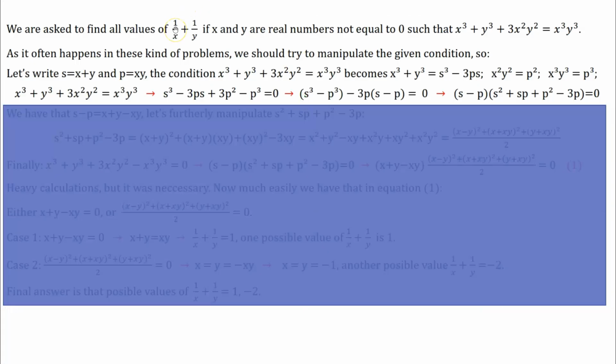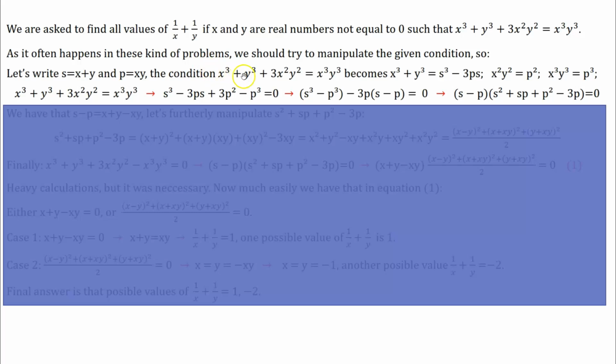Now, we rewrite the request of the problem, so we are asked to find all the values of 1 divided by x plus 1 divided by y if x and y are real numbers not equal to 0 such that they fulfill this condition. So, as it often happens in this kind of problems, we should try to manipulate the given condition. So, in this problem, let's do it by rewriting the sum of x and y as s and the product of x and y as p.